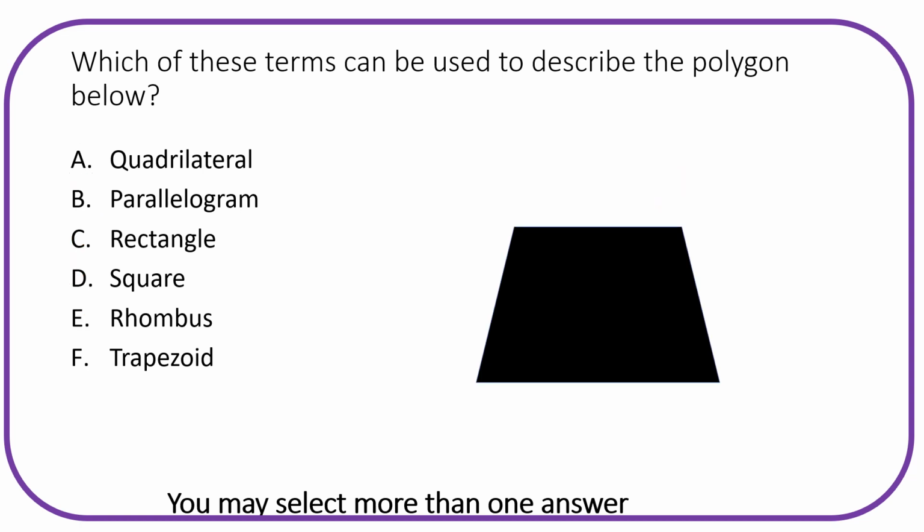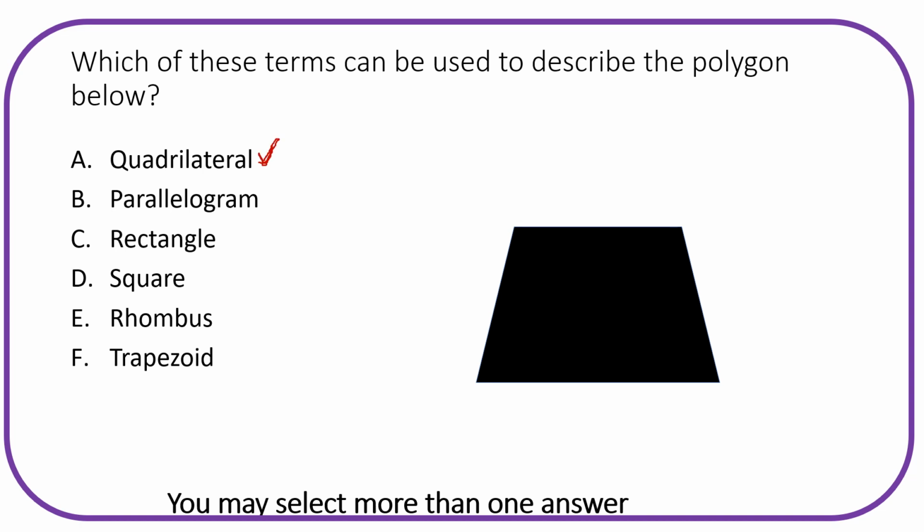Let's do another one. Which of these terms can be used to describe the polygon below? Take a few seconds and think about it. All right, I'm going to go over this one. If you need some extra time, feel free to pause the video. I'm going to start with A, quadrilateral. The figure has 4 sides, so A could work. I'm trying to make that into a check mark.